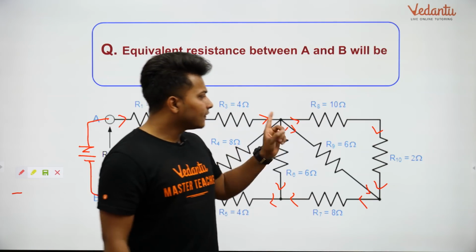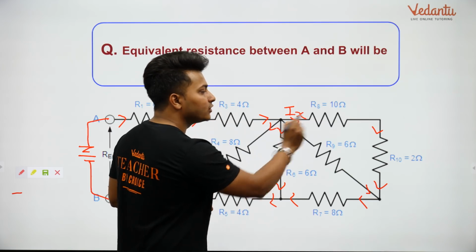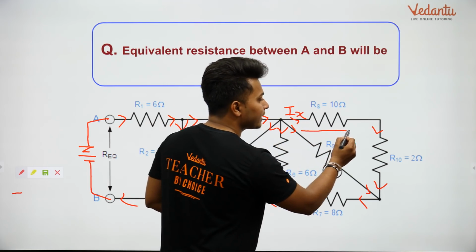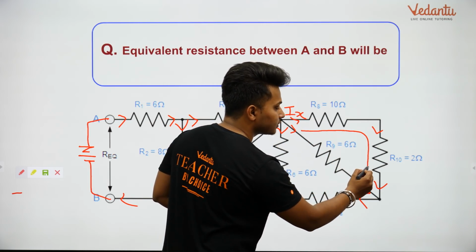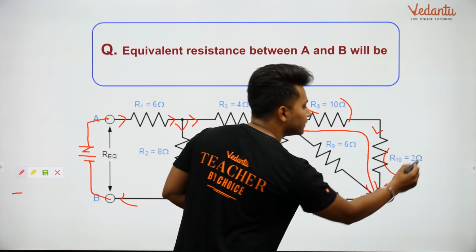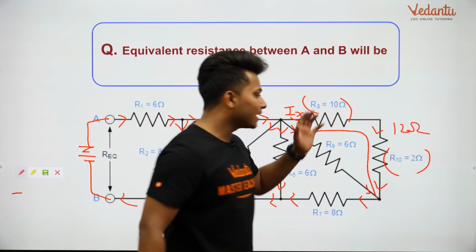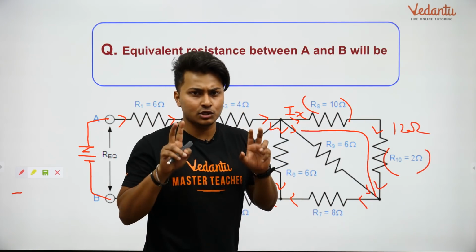Here you can see the final branch here. This branch, imagine if IX is going through it. IX is going through this 10 ohms, this, and reaching here. So same current passes through this and this, hence they are in series. So you will get it as 12 ohms, that is 10 ohms plus 2 ohms, 12 ohms, series connection.